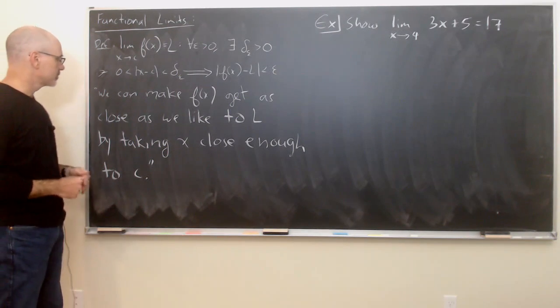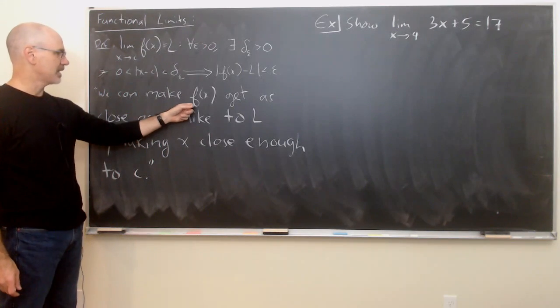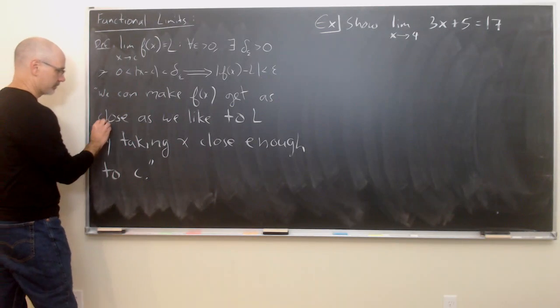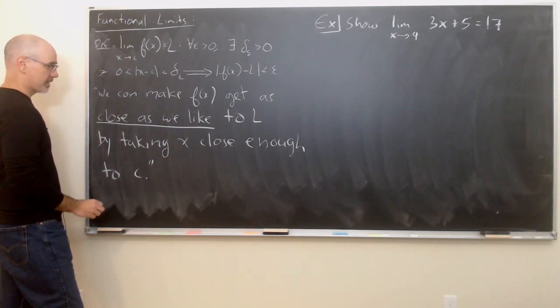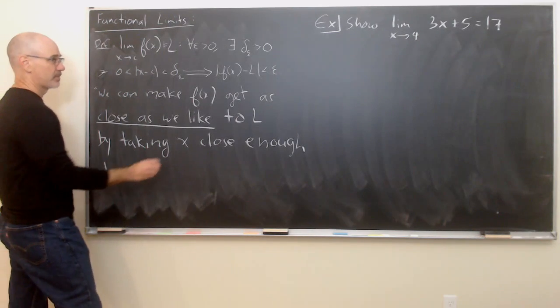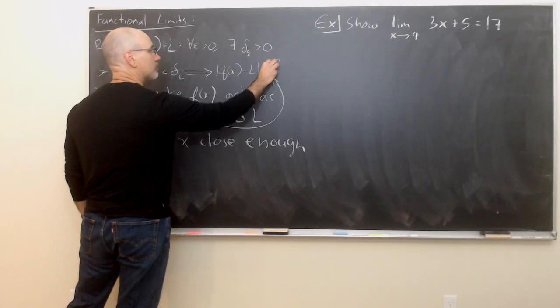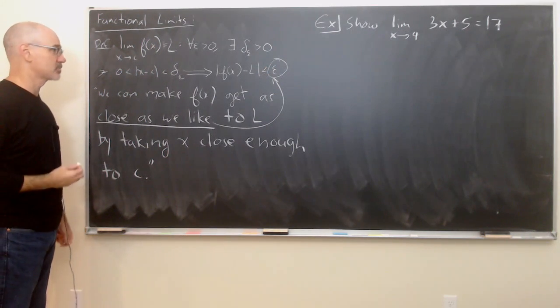But a better version of that is that not just that f of x is getting close to L, but we can make f of x be as close as we like to L. So this phrase is important. And that phrase is governed by our choice of epsilon. Epsilon tells us how close we would like f of x be to L.